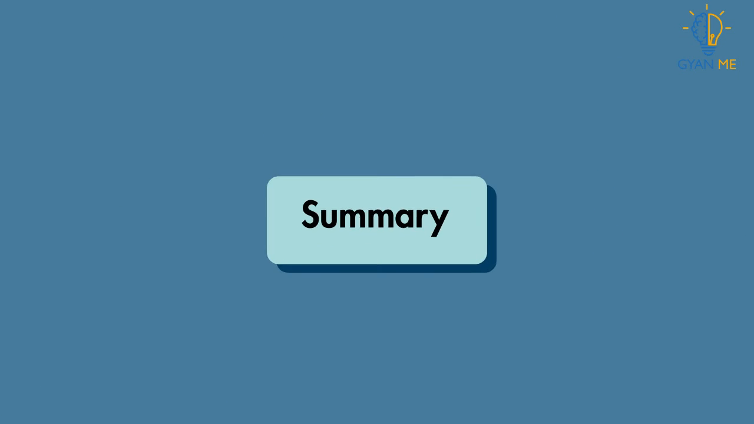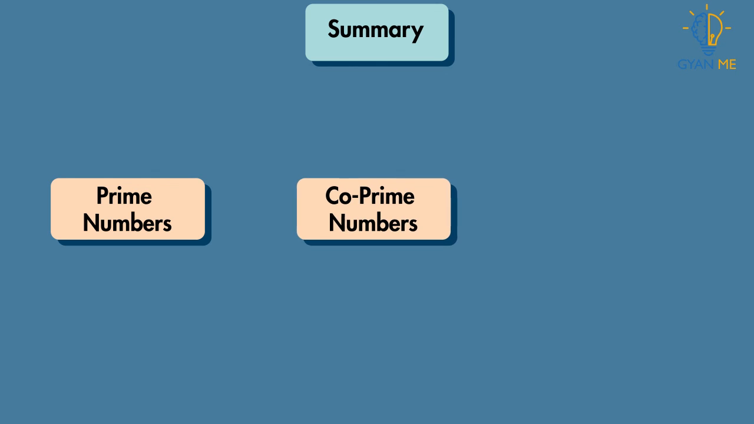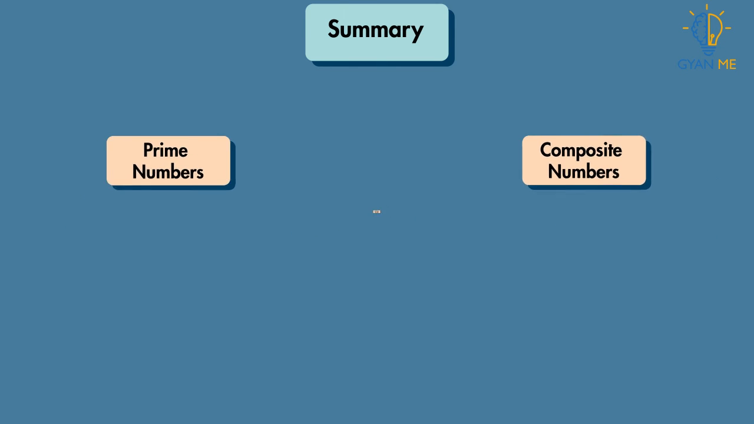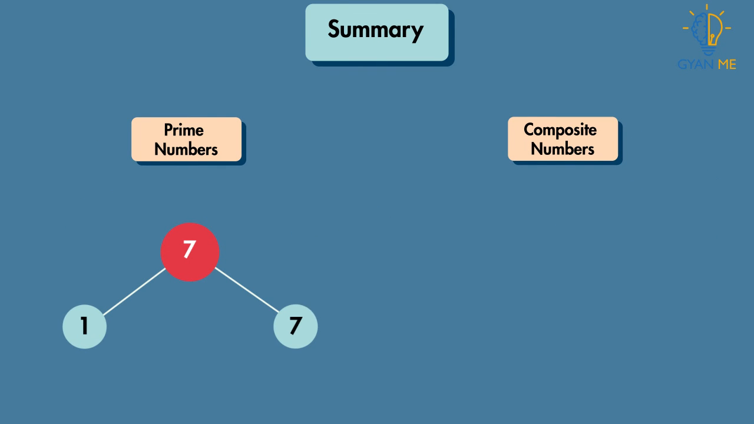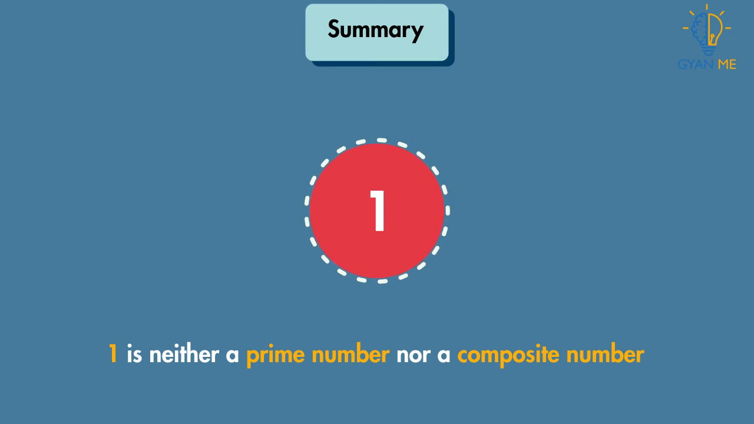So students, in this video, we have learned the basic concepts of prime numbers, coprime numbers and composite numbers. Prime numbers cannot be factorized further other than 1 and the number itself, while composite numbers have more than 2 factors. 1 is neither prime number nor a composite number.